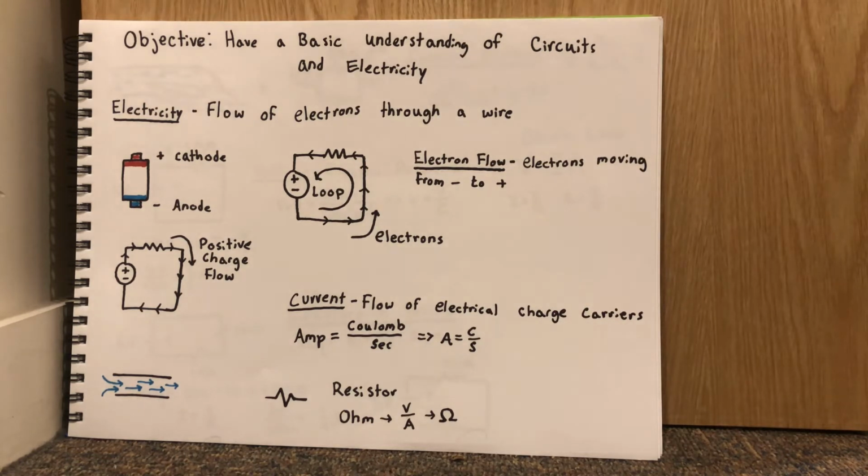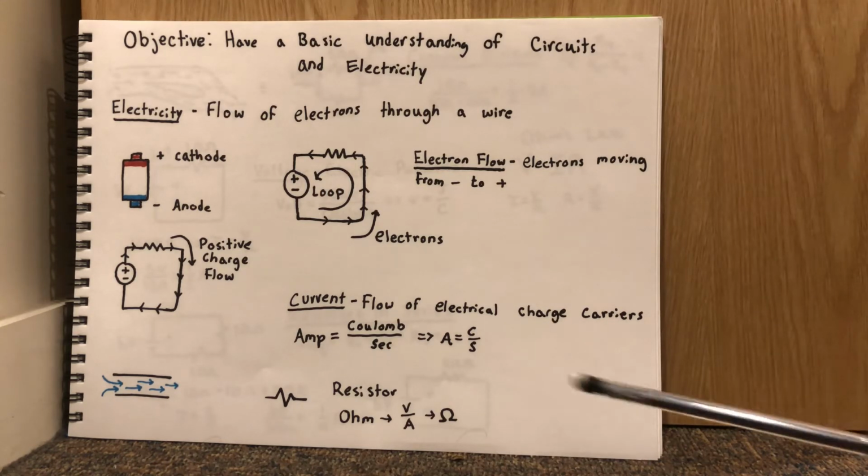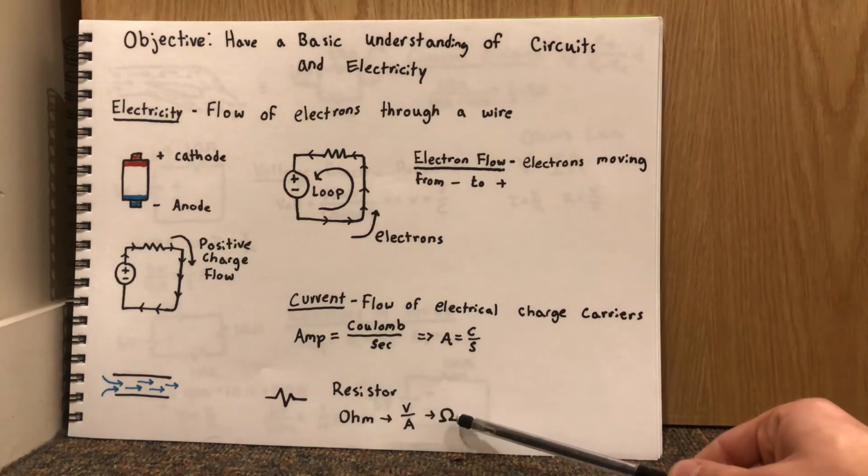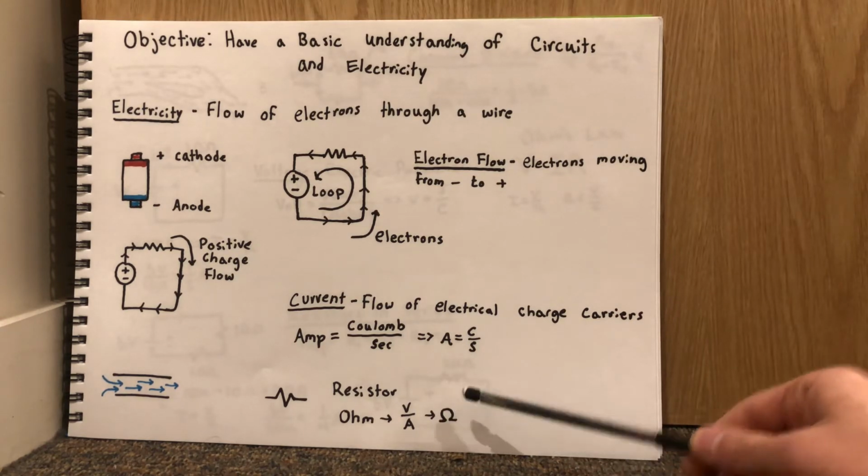Now what happens if it hits a resistance? Let's think of it as water getting pushed through a narrow pipe. The pressure is obviously going to increase, and we're going to describe this in a circuit as the resistance. The unit for resistance is ohm, which can be thought of as volt over amp, and is denoted by the symbol here, which is ohm.